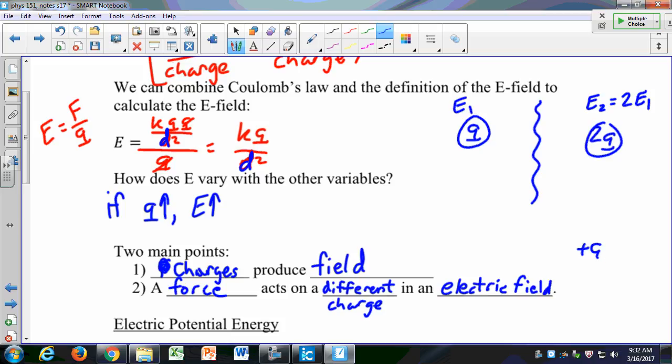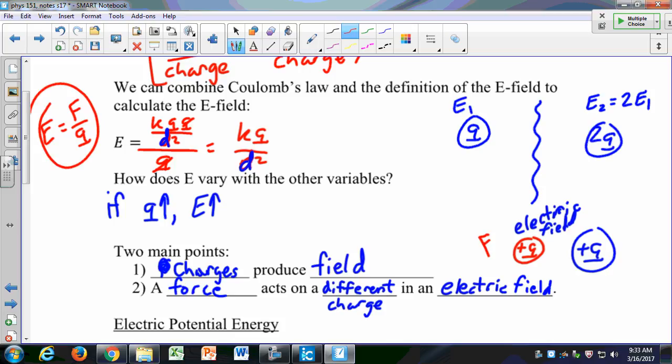So if I have a charge plus Q here, there is an electric field in the area surrounding it. And if I bring another charge up next to it, say another plus Q, it will experience a force due to that electric field. That force is given by what we saw before: F is equal to Q times the electric field, whatever this charge is, times whatever electric field is caused by this charge. So when a charge is in an electric field, it feels a force.